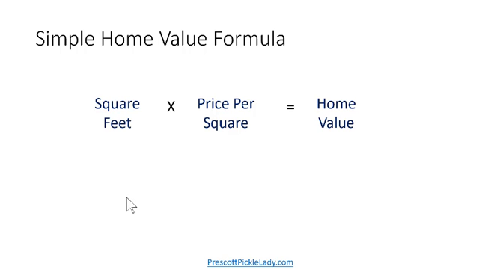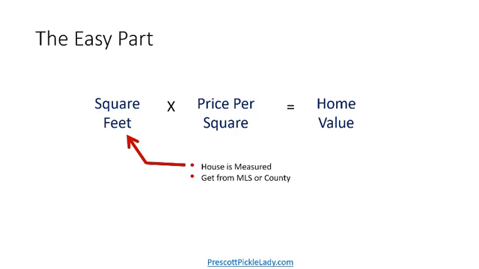There's the home value, which is what you want to come up with. And we get that by taking the square footage of the home and multiplying that by some price per square foot. Now, the easy part is the square footage. The square footage is the size of the home, which can be directly measured. You can get your tape measure out and actually measure the home, but for the most part, you can get an estimate of the square footage of the home either from MLS or the county.